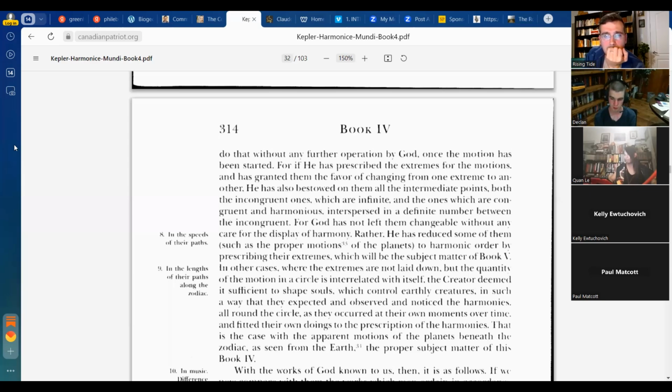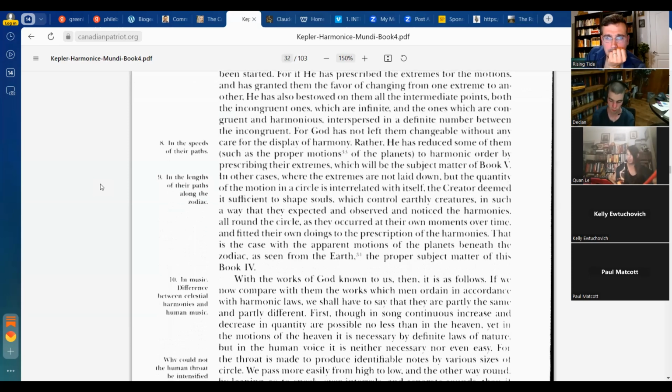In other cases, where the extremes are not laid down, but the quantity of the motion in a circle is interrelated with itself, the Creator deemed it sufficient to shape souls, which control earthly creatures, in such a way that they expected and observed and noticed the harmonies all round the circle, as they occurred at their own moments over time, and fitted their own doings to the prescription of the harmonies. That is the case with the apparent motions of the planets beneath the zodiac as seen from the earth, the proper subject matter of this Book 4.